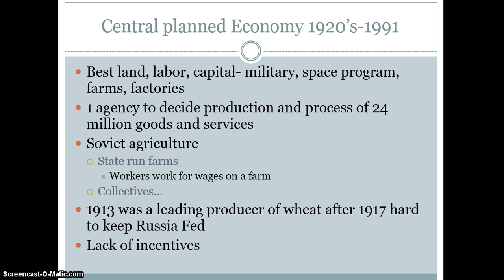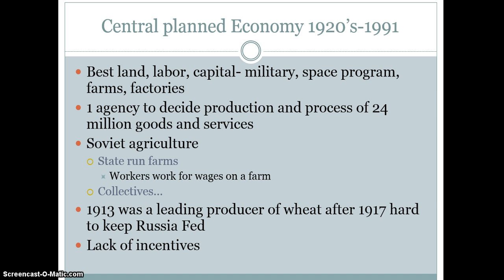Let's talk about the centrally planned economy of the 1920s to 1991 in the USSR. The best land, labor, and capital were given to the military, the space program, large farms, and factories. They had one agency that decided production and process of 24 million different goods and services. Every good that was produced had to go through this one agency. It was very time-consuming, very cumbersome, a very large bureaucracy.